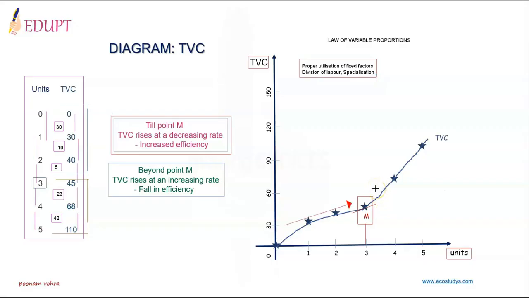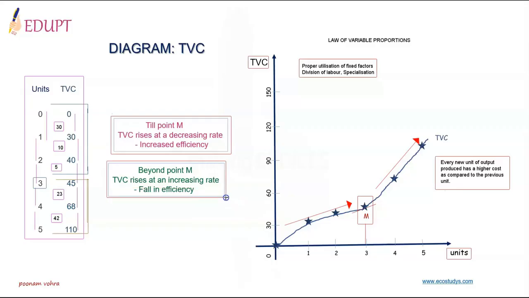And beyond point M, total variable cost increases but at an increasing rate. This means that every new unit of output produced has a higher cost as compared to the previous unit. And this is because of fall in efficiency of the variable input, mainly due to overutilization of fixed inputs. Hence, total variable cost is concave up to point M and convex beyond point M and upward rising too.